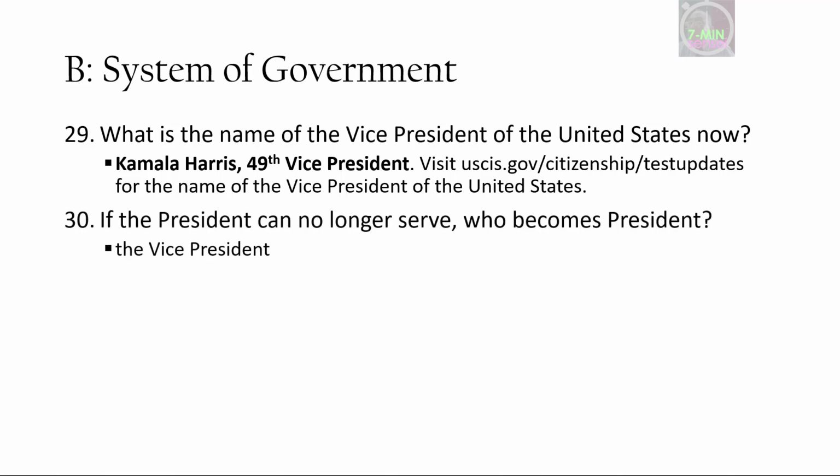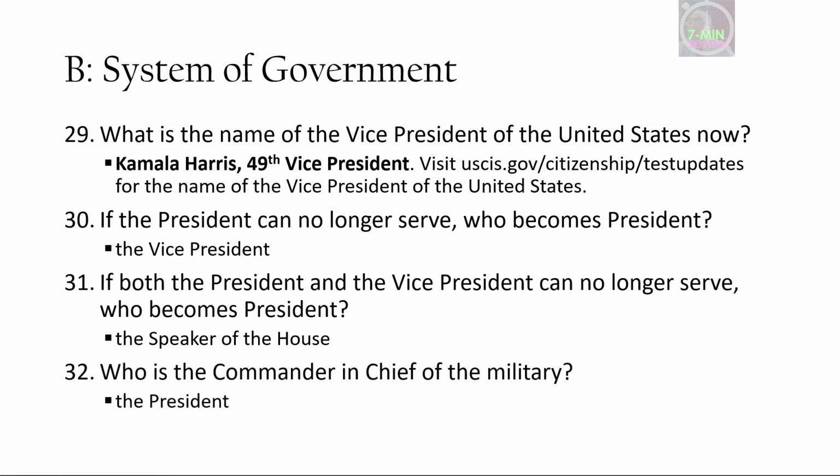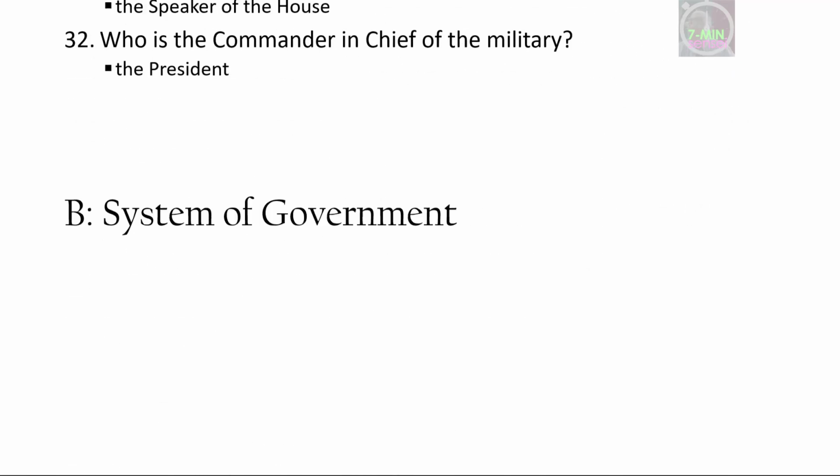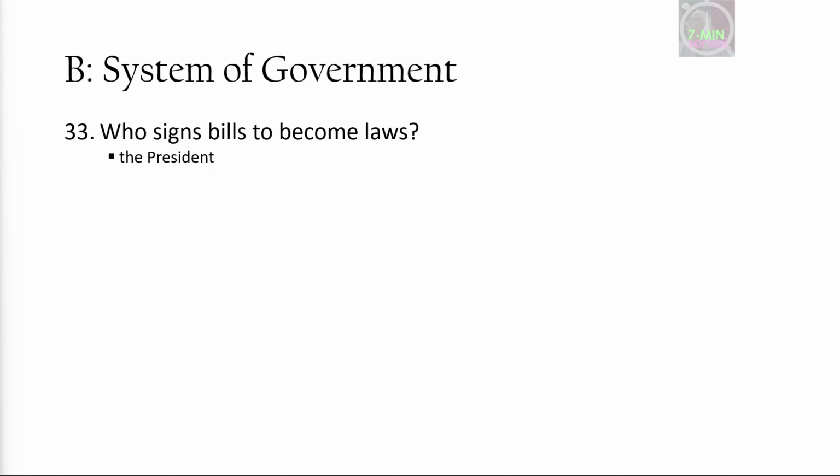If the President can no longer serve, who becomes President? The Vice President. If both the President and the Vice President can no longer serve, who becomes President? The Speaker of the House. Who is the Commander-in-Chief of the military? The President. B. System of government. Who signs bills to become laws? The President. Who vetoes bills? The President. What does the President's cabinet do? Advises the President.